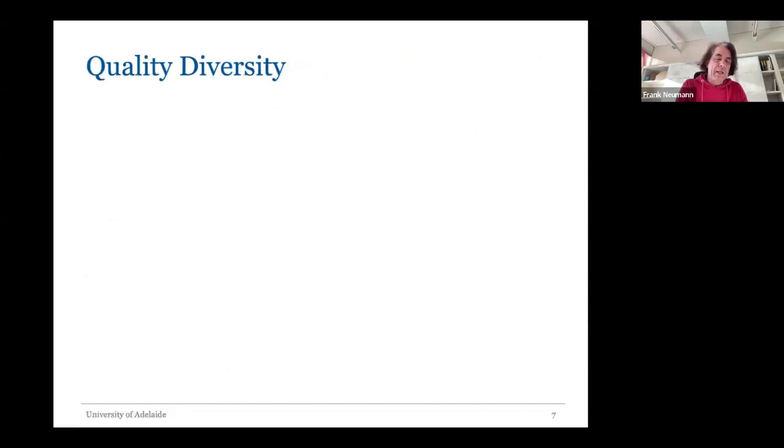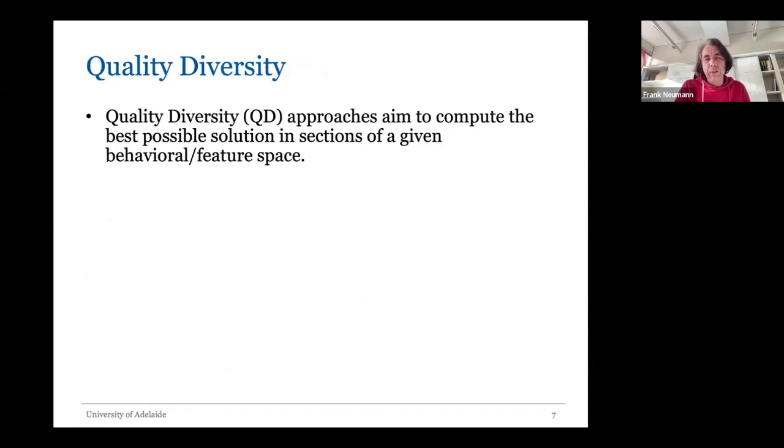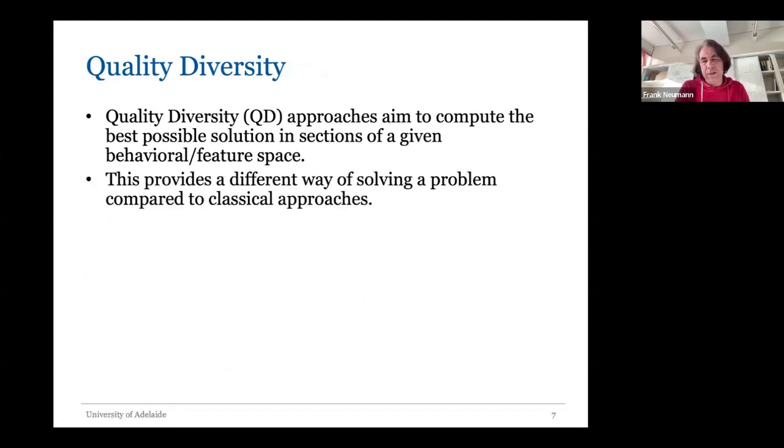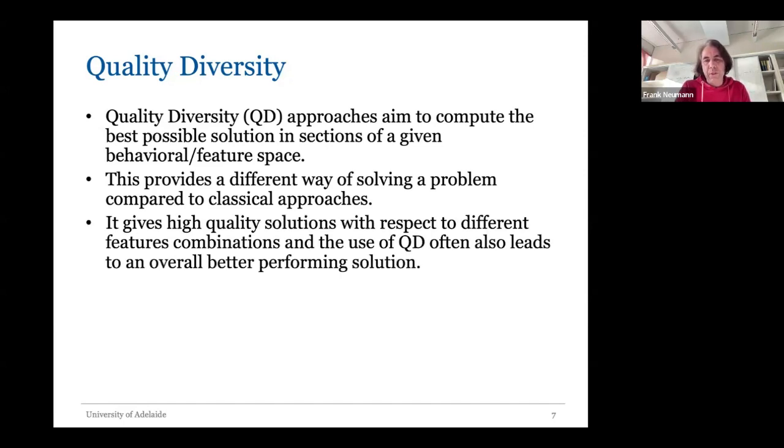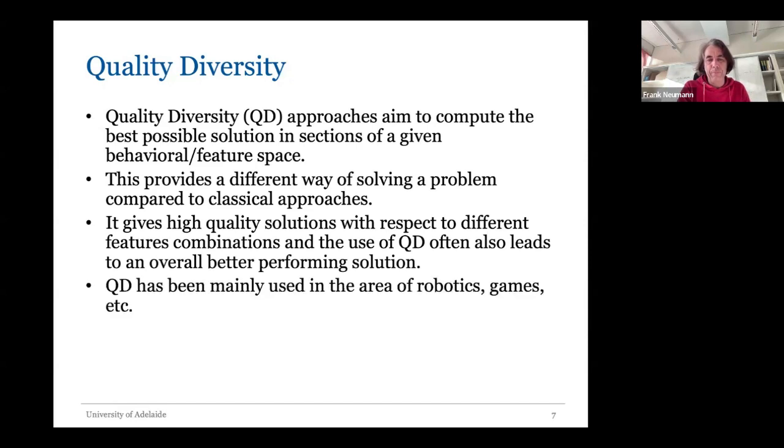All right. So the other area that has been considered and that is very related in terms of computing diverse sets of solutions is quality diversity. So quality diversity approaches usually aim to compute the best possible solution in sections of a given behavioral and/or feature space. And this provides a different way of solving a problem compared to classical approaches, and we will see an example soon during this talk. And it gives high quality solutions with respect to different feature combinations. And the use of this quality diversity approach can lead to a better overall performance for a given problem.